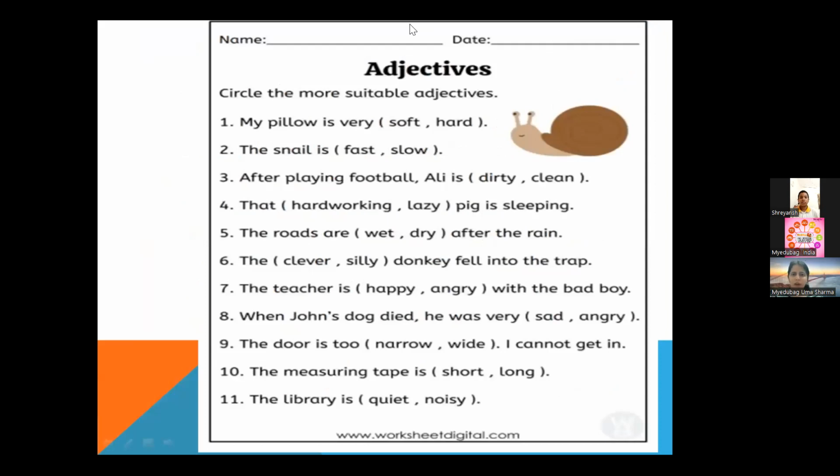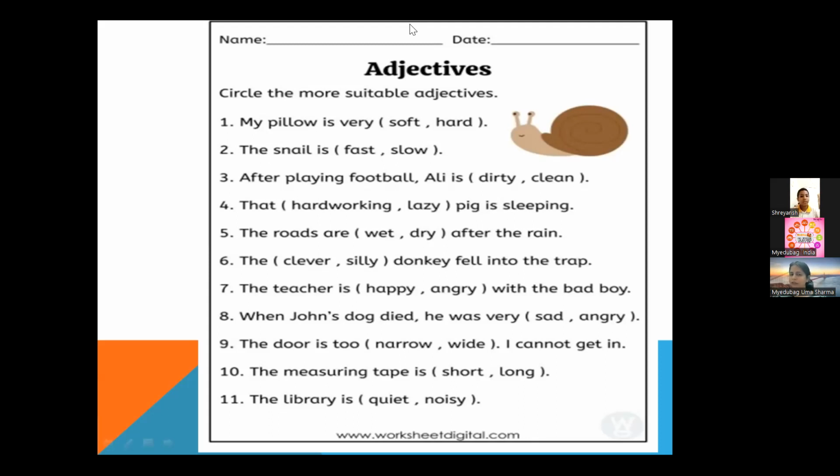Now read the next one. First sentence, quickly. My pillow is very soft. Now you have to choose which will come, soft or hard? Hard. Good. Now read the second one. The snail is slow. Slow. Very good. Third one. After playing football, Aaron is dirty. Dirty. Good. Now read the fourth one. The pig is sleeping. What kind of a pig is sleeping, hardworking or lazy? Lazy.